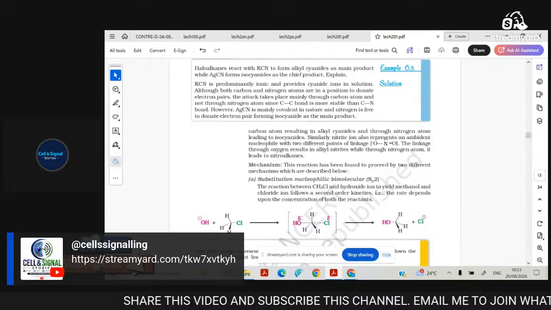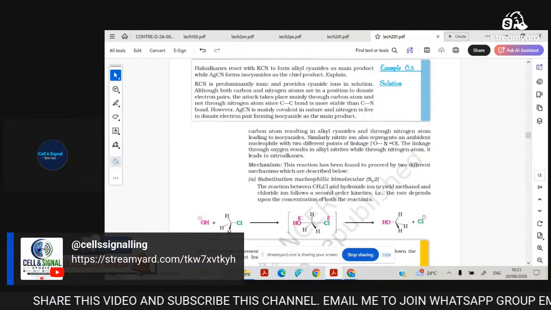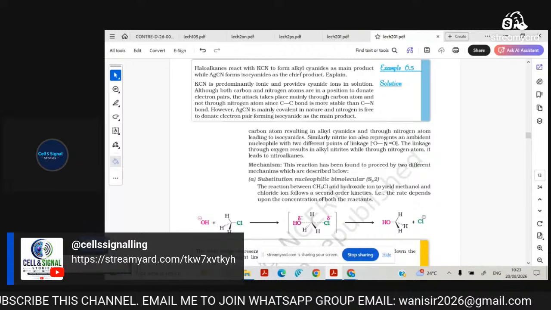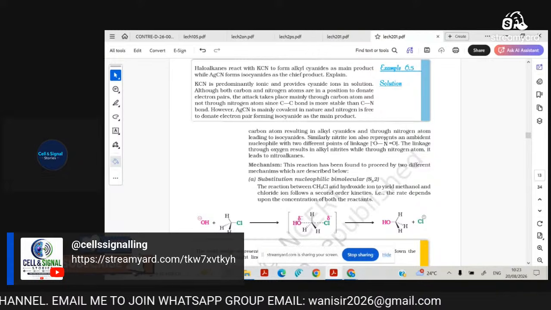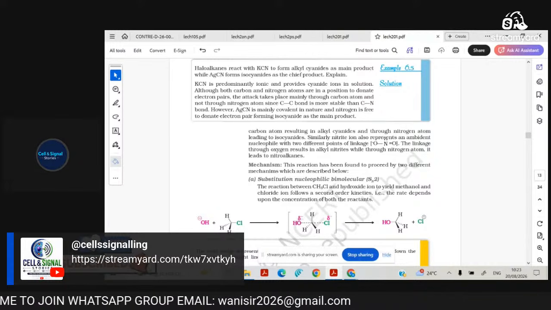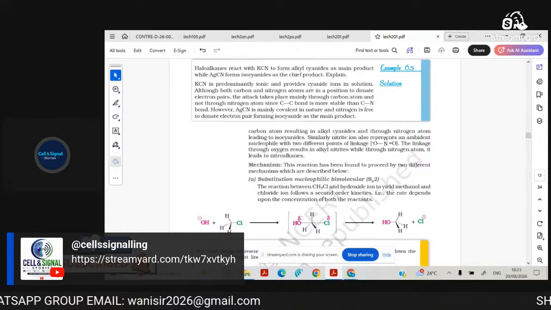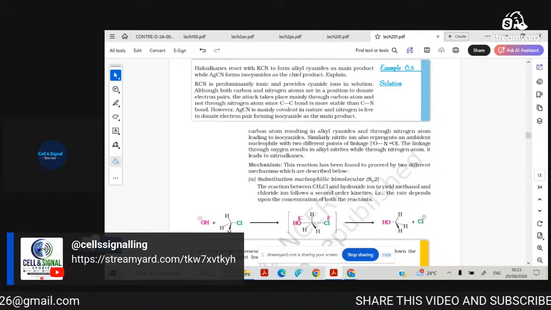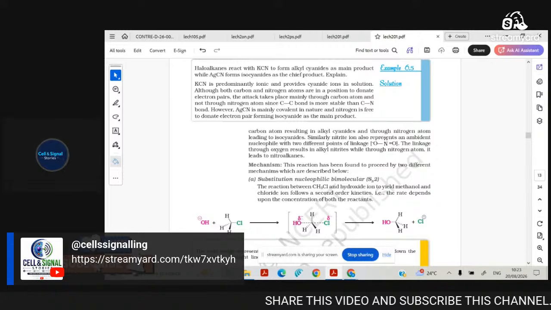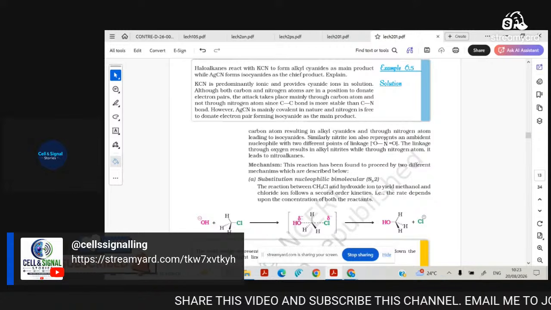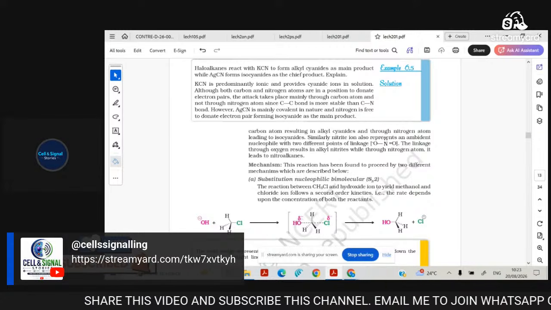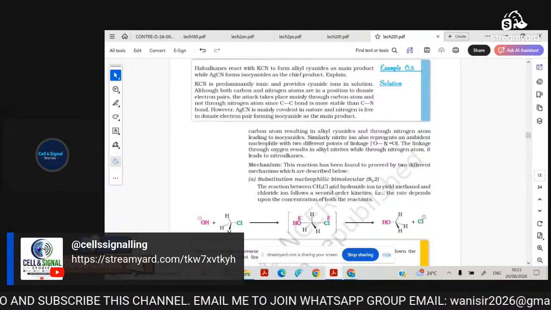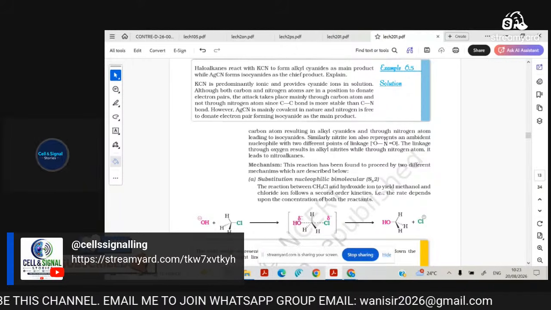Now, what is the mechanism of this nucleophilic substitution reaction? Very important point. The mechanism is the reaction between CH3Cl, that means methyl chloride, and hydroxide ion to yield methanol. Take this example of this reaction. This is SN2, that is substitution nucleophilic bimolecular, and the reaction depends upon the concentration of both reactants.